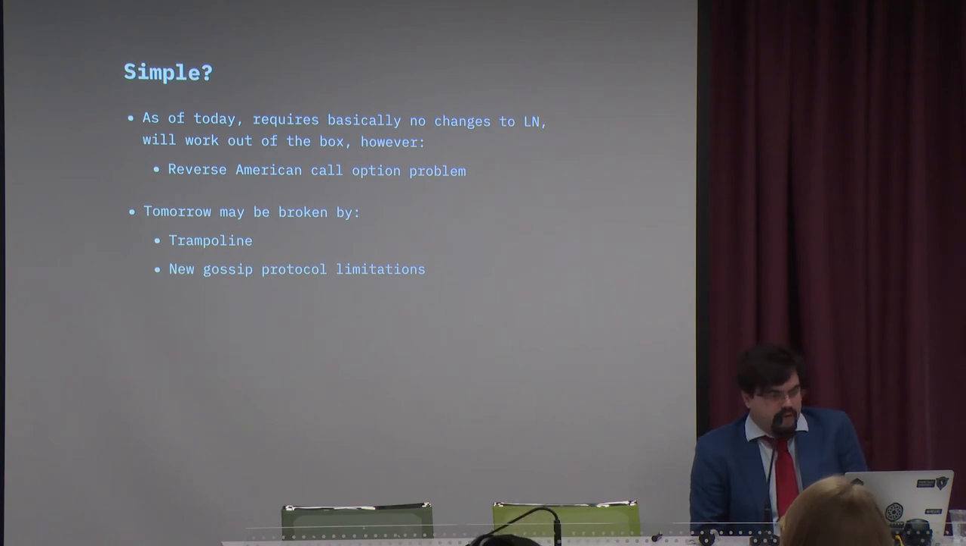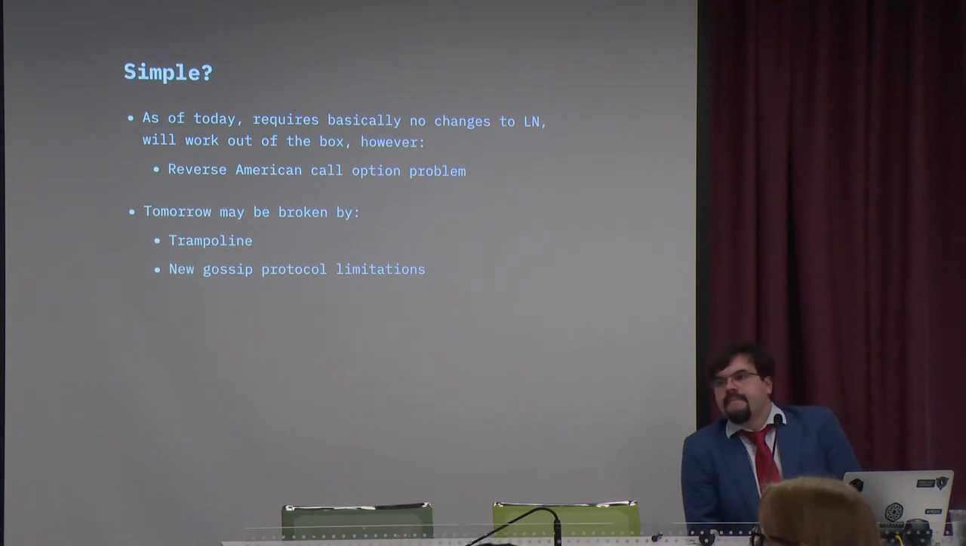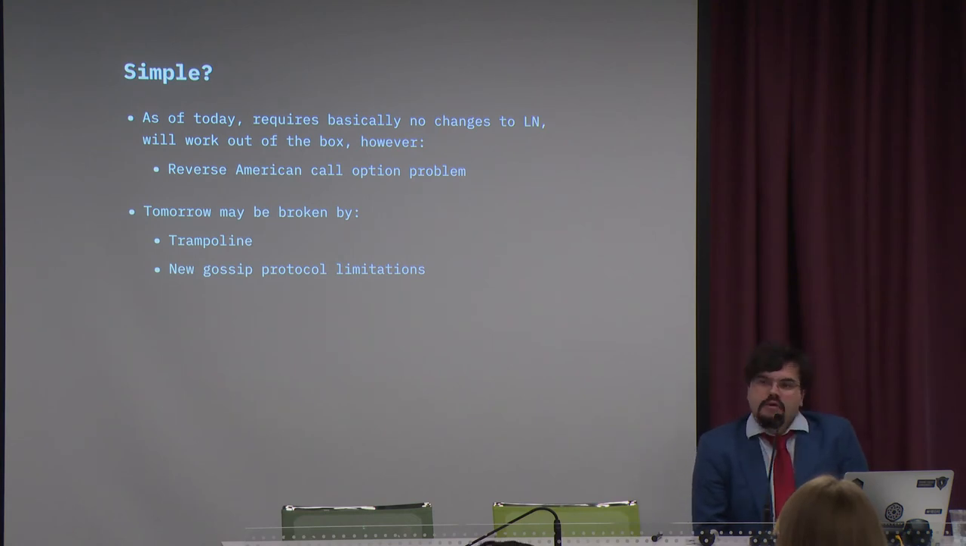We have this reverse American call option, which is not specific to Spectrum, but also applies to RGB. Tomorrow, the Spectrum may also be broken by trampoline or new gossip protocol limitations, as well as RGB, but for now, it should be working. Well, I don't know all the technical details, but I can assume that theoretically, the way they are designing it, if you don't have trampoline nodes being Spectrum enabled and RGB enabled, you wouldn't be able to use them to compute the route.